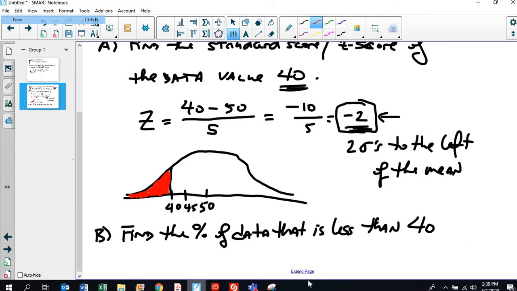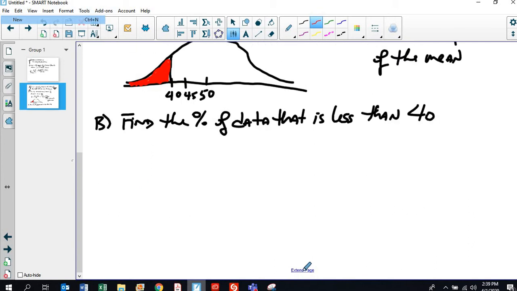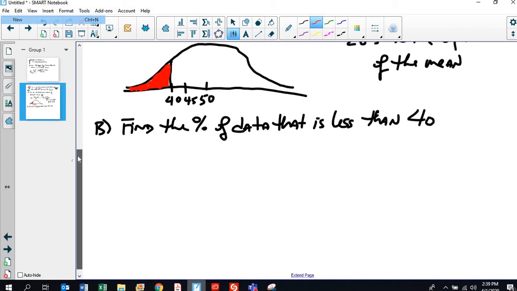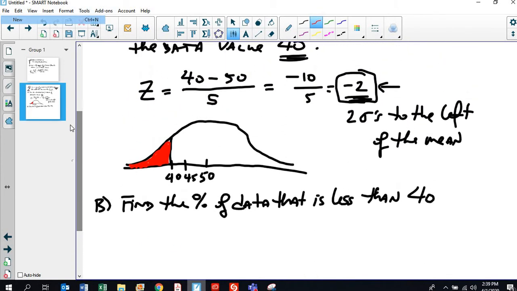Now, how can I use my chart? I'm not using the 68, 95, 99.7 rule. That would be a different way to do it. Remember, there are 2 ways to do this, and you have to do it the way that I ask you to do it. And this time we're using the z-score.